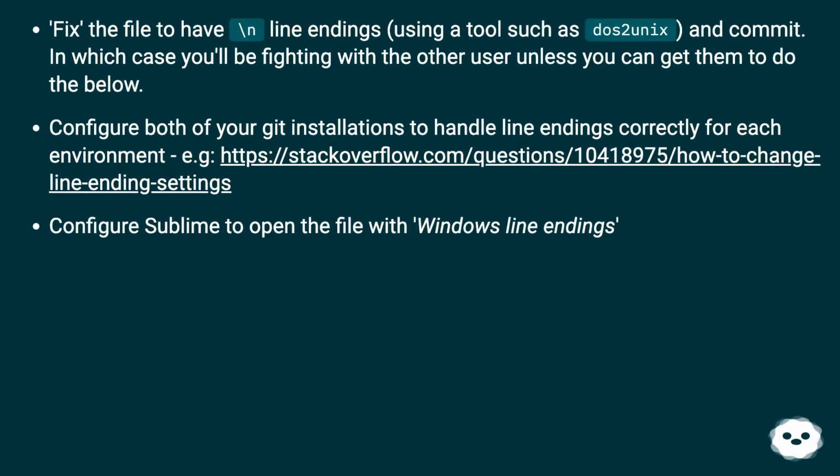Fix the file to have \n line endings, using a tool such as dos2unix, and commit. In which case you'll be fighting with the other user unless you can get them to do the below. Configure both of your Git installations to handle line endings correctly for each environment, e.g. this URL. Configure Sublime to open the file with Windows line endings.